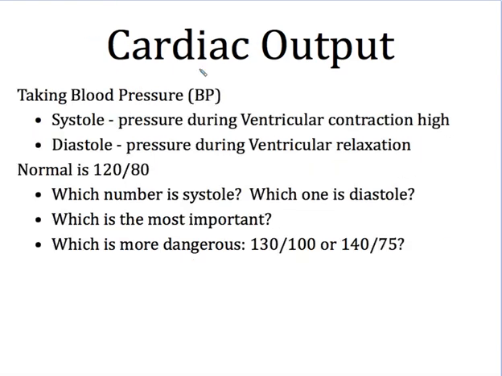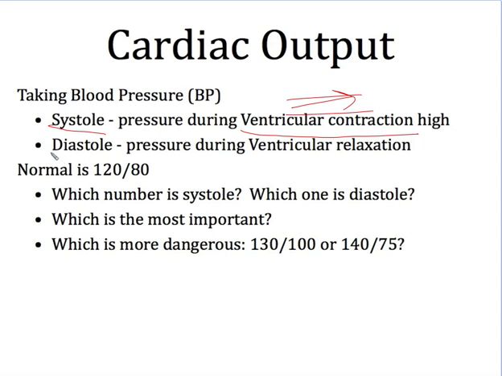Okay, and then to go along with cardiac output, we're going to talk blood pressure as well. So when we talk blood pressure, you get two numbers when you go to the doctor. One of these is called the systole number. This is the bigger number. This is your pressure during ventricular contraction. So when your ventricles contract, what is the pressure of that blood going through your artery? And that's why it's the higher number. More pressure when the ventricles contract than when they didn't contract. So systole is the big number.